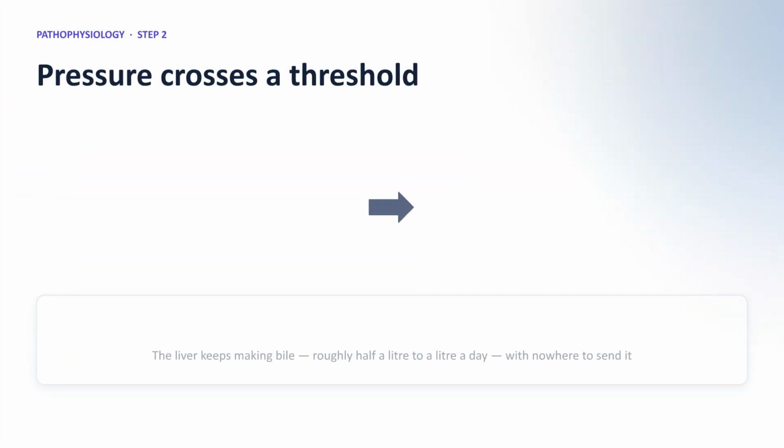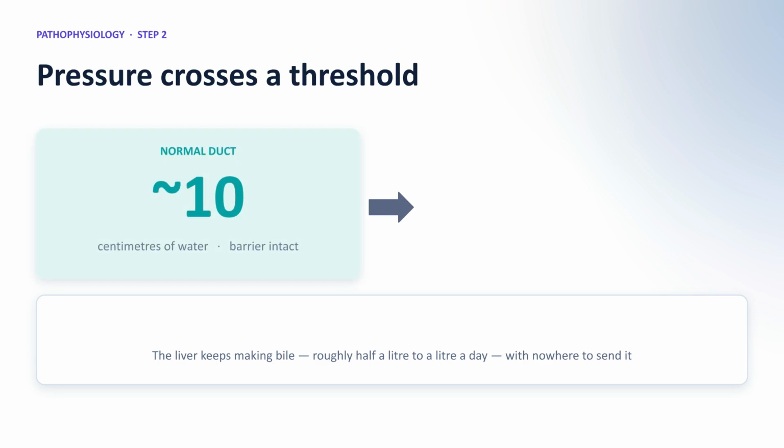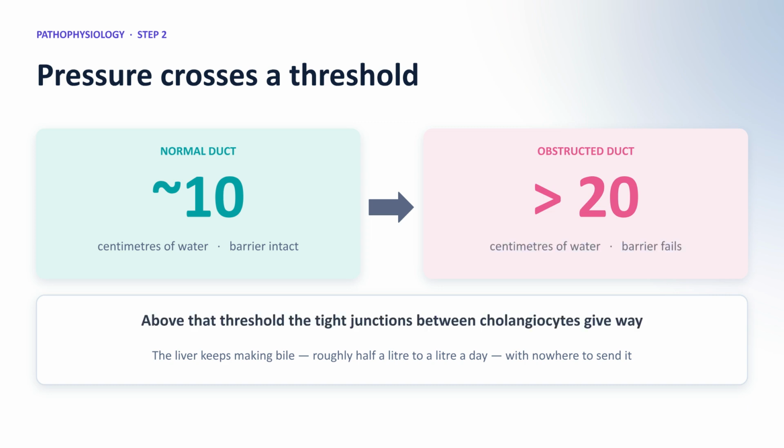Now add pressure. The liver keeps making bile, about half a liter to a liter every day, and it has nowhere to go. So pressure inside the biliary tree climbs. Normal pressure is roughly 10 centimeters of water. Behind an obstruction, it climbs past 20. Here is the critical threshold. Above roughly 20 centimeters of water, the tight junctions between the cells lining the bile ductules give way. The barrier that normally separates bile from blood fails, and that failure is the moment cholangitis stops being a local problem and becomes a systemic one. Notice that the pressure does not need to be extreme. It only needs to cross that line.